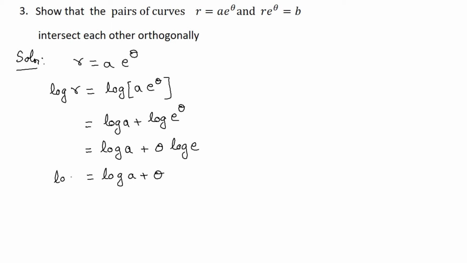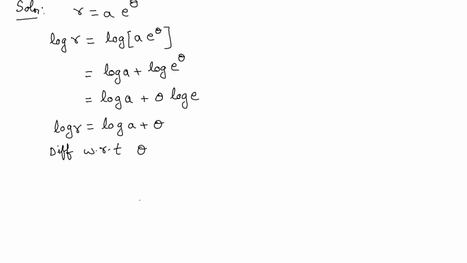Since we have got this expression, we'll try to differentiate this with respect to theta. Differentiate with respect to theta. Log of r differentiation will be 1 by r dr by d theta. Log a is a constant, its derivative will be 0. Differentiation of theta with respect to theta will be 1. So we get the value of 1 by r dr by d theta to be equals to cot of phi 1, which for this first curve has the value 1.